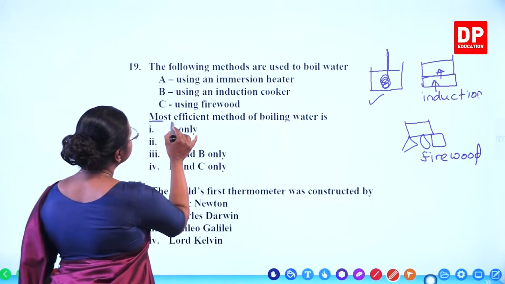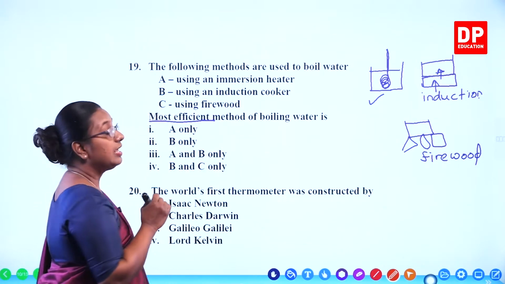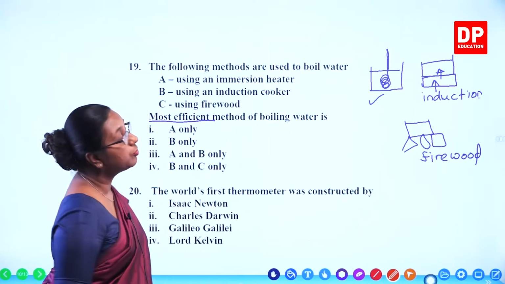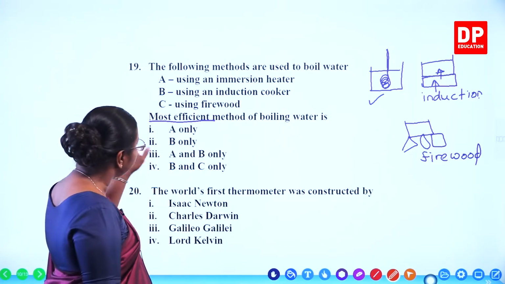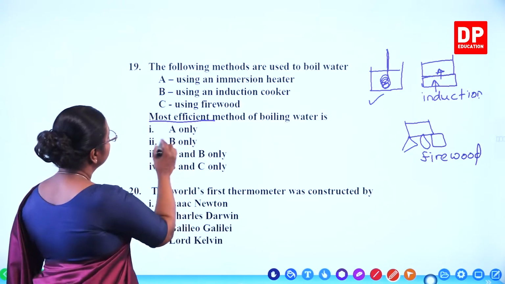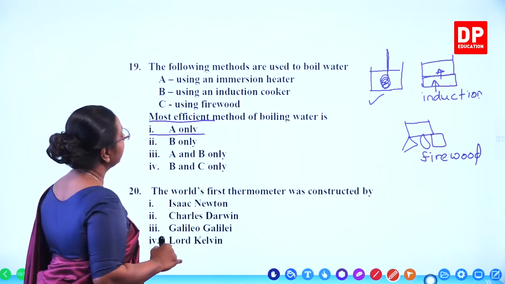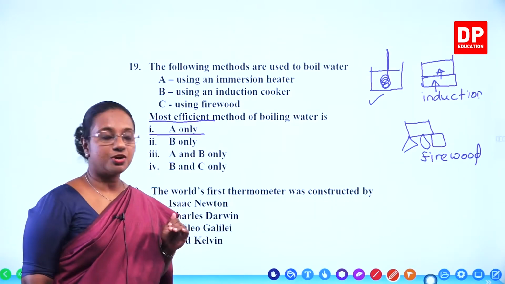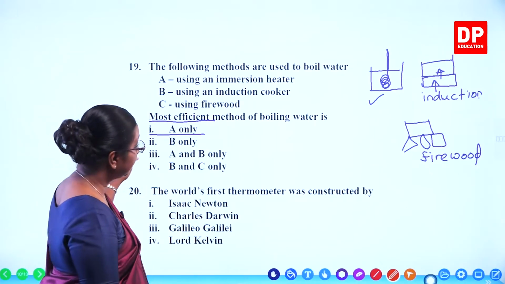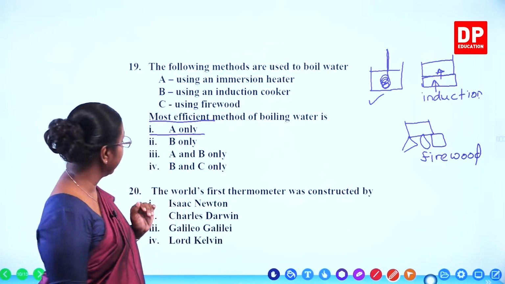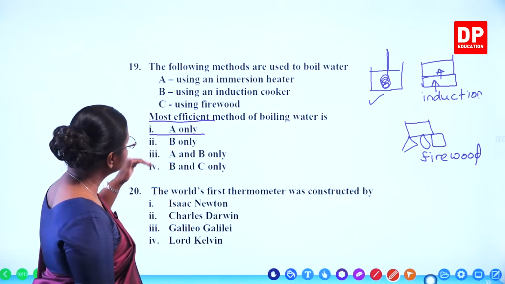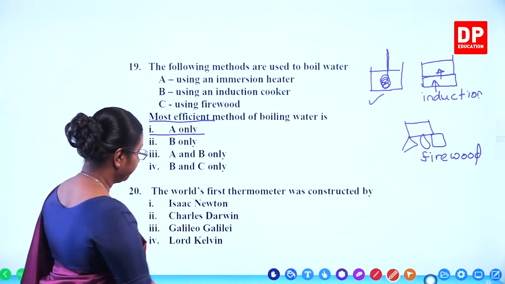Since they have asked for the most efficient. If they had asked for an efficient method, we could consider both A and B. Out of those, A is the most efficient method. So, we have to give the answer as A only. B only is not correct. B is electrically efficient. But here the most suitable is A. A and B only, B and C only. So, the answer is A only.